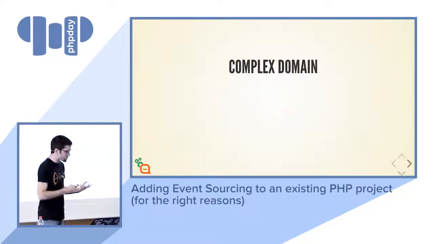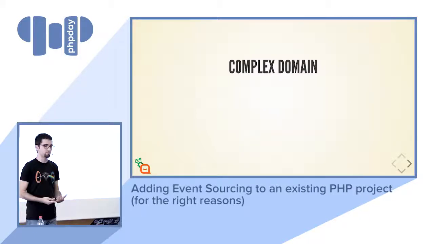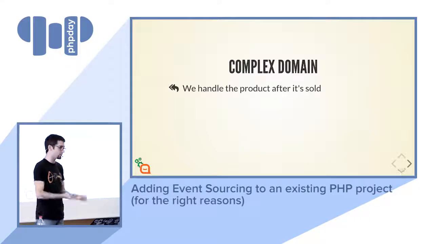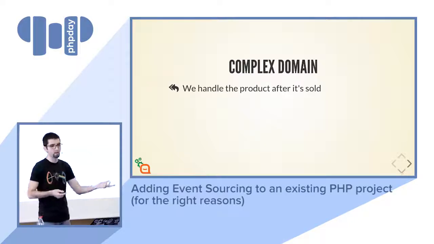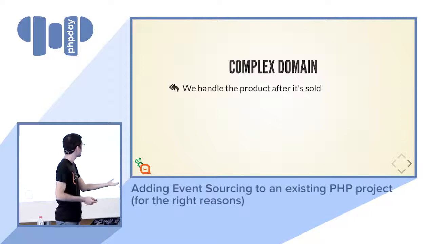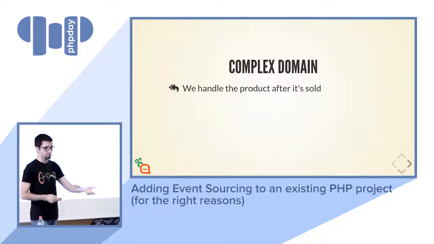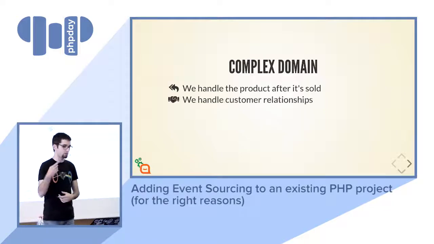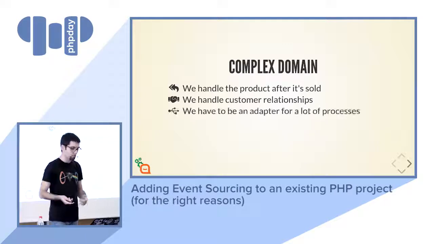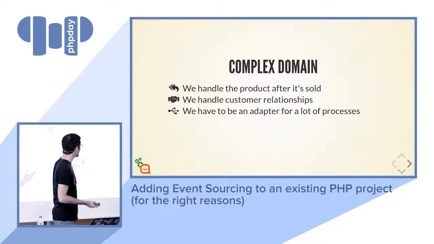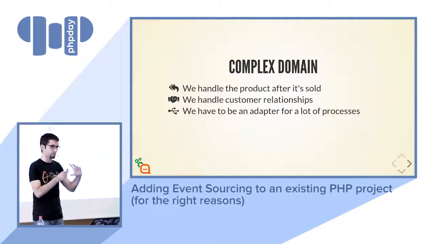So the issue is that all of this is complex because first we have to handle the product after it's sold. When you go to our public site, you can buy car insurance, but you will be doing that by yourself, and that's all. But if you do that in our platform, we will be handling after it's sold all the documents, so the customer relationships. We have to be an adapter for all the insurance companies. I mean adapter in the sense of the design pattern.